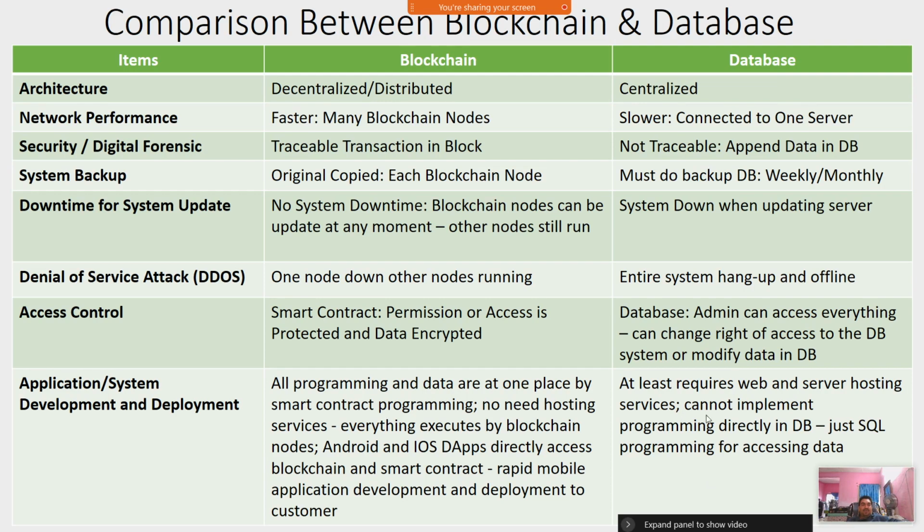Okay, if you are using a database, of course you need to have server hosting. The users of the system cannot just use it; you need to have a web server or something. If you are using a blockchain, you need to write a smart contract. You store the smart contract in the blockchain. So done. You can have your own DApp, mobile app, whatever. But in a database system, you write web services. That means you need to have hosting services. You need to subscribe to hosting services.